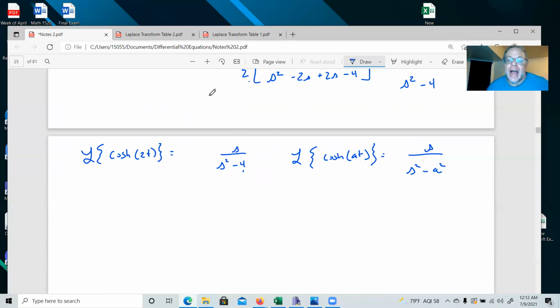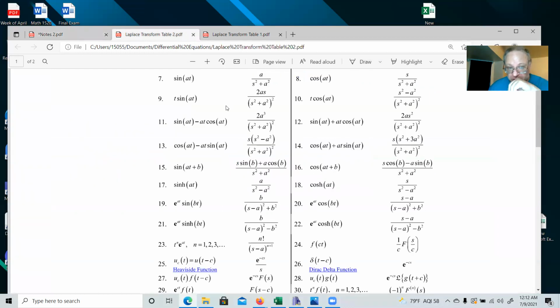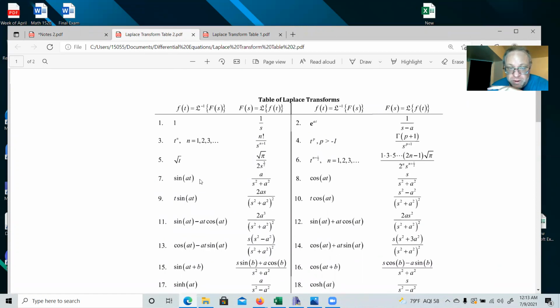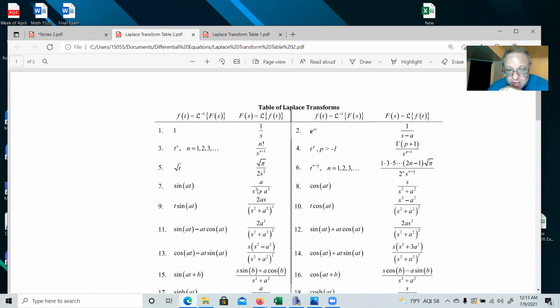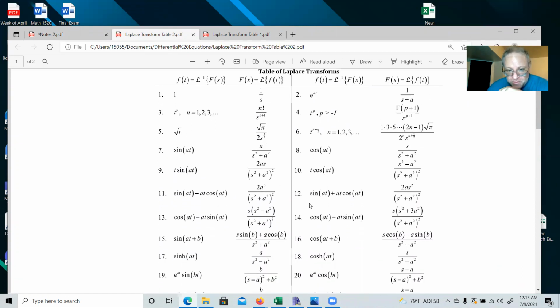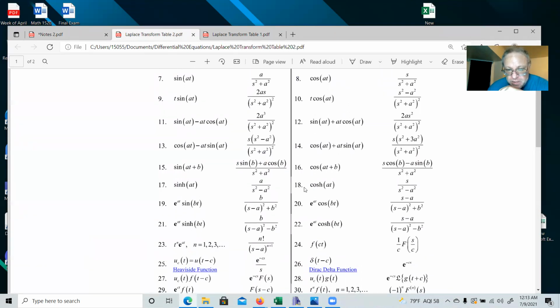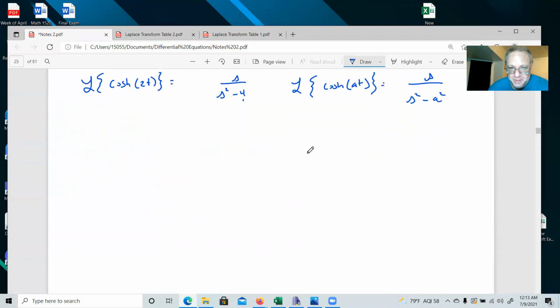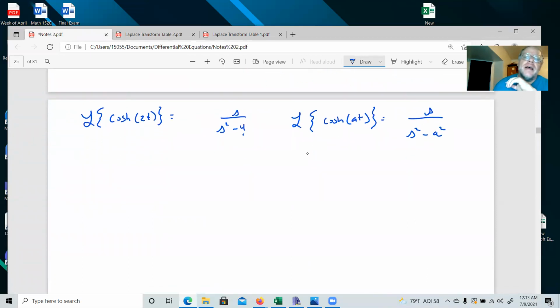Now, after we're done with this section, you are allowed to use a table. I will provide this to you. Okay, so you're going to see this on your exams. You can use this on your homework. All right. So you were encouraged to use this. So if we go back down here, we find cosh at, we get s over s squared minus a squared. Beautiful. All right. And I want you to be able to deal with it.